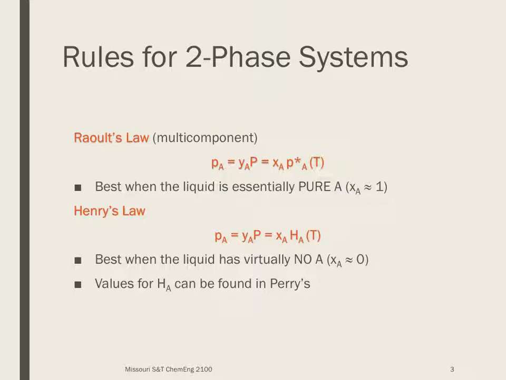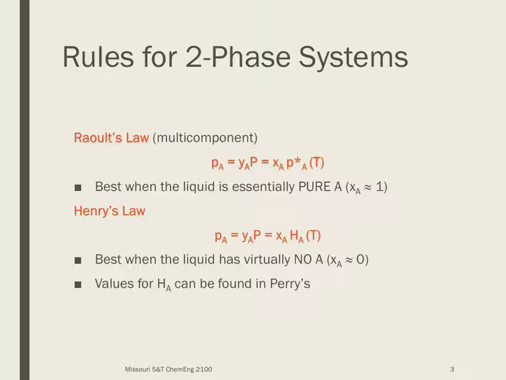Now we're going to have two very simple rules that we're going to use for two-phase systems. Neither of these is perfect, but both of them are a nice simplification in certain cases. So the first of these is Raoult's law, and we've been using this. This is the multi-component version of it. It's still looking for things to be an ideal mixture, which means that the molecules behave nicely when they are put together. And it says that the partial pressure of each component, or any particular component, is equal to the liquid phase composition times the vapor pressure of that component at the particular temperature of the system.